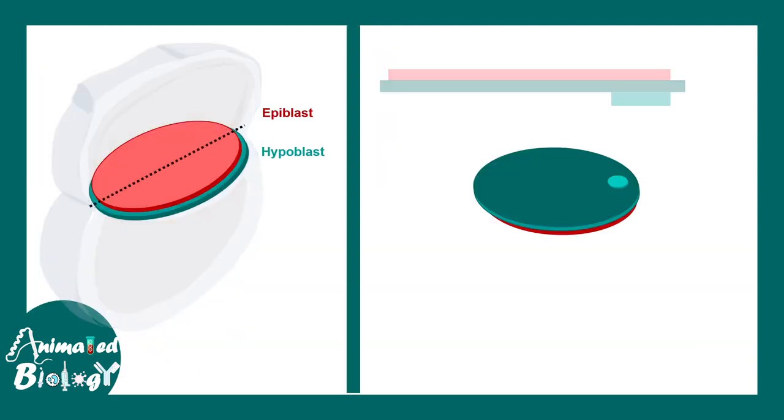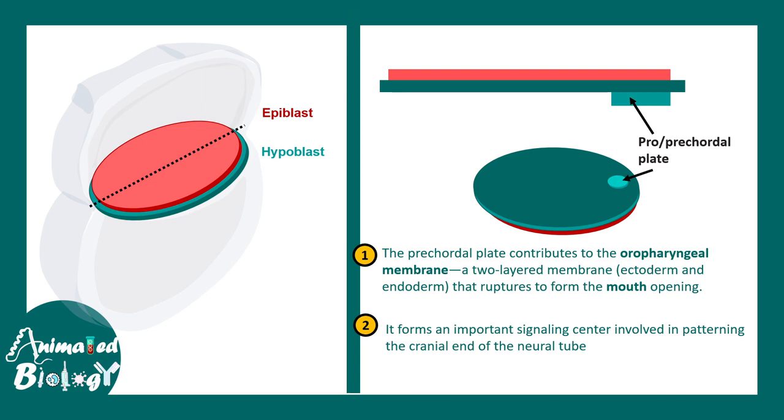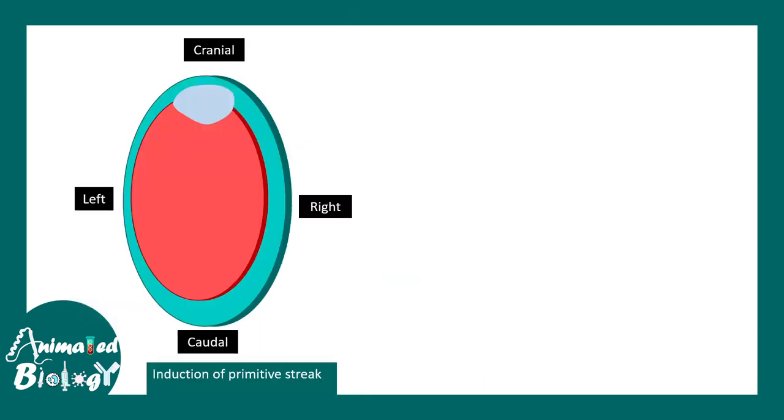So here we can see one important structure in the cranial end, which is known as the prochordal or precaudal plate. This particular structure would eventually give rise to the oropharyngeal membrane, which ruptures to form the mouth. And it makes sense, right? In the cranial end, we would see the mouth opening. So it defines the cranial end as well. Anyway, this precaudal plate also provides inductive signals for the CNS formation or the neural tube closure.